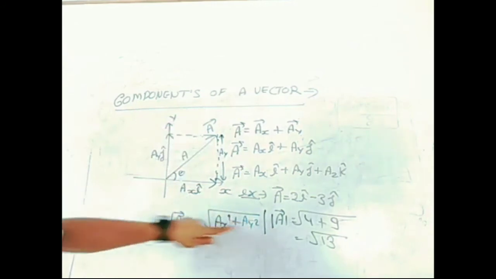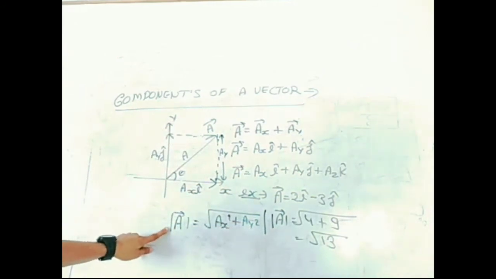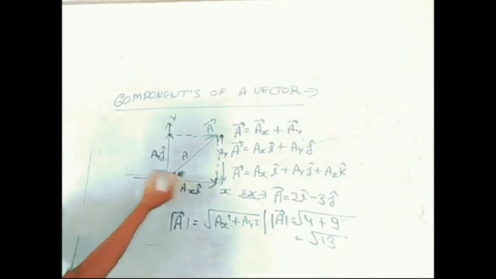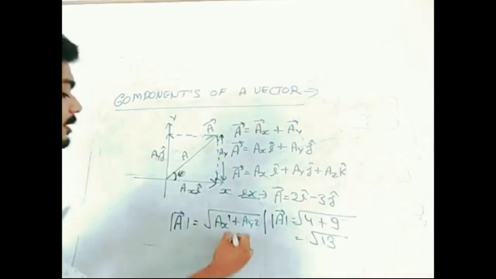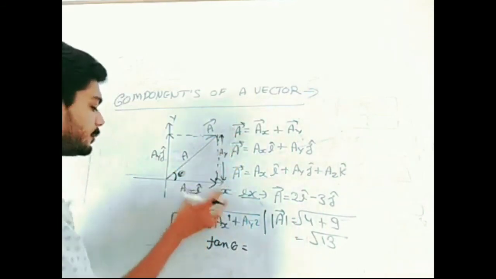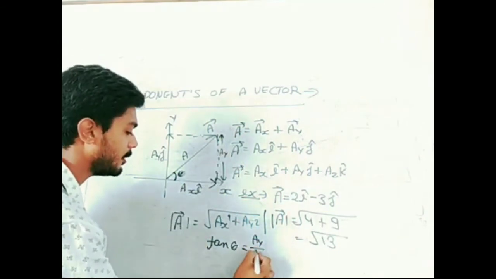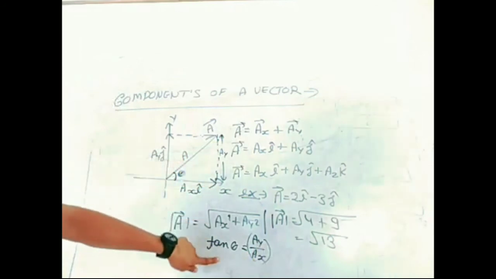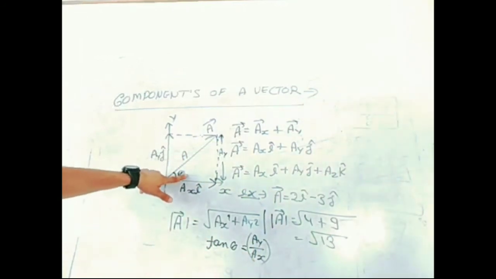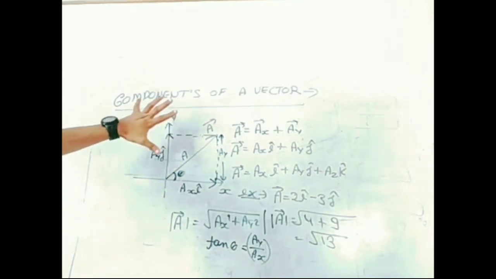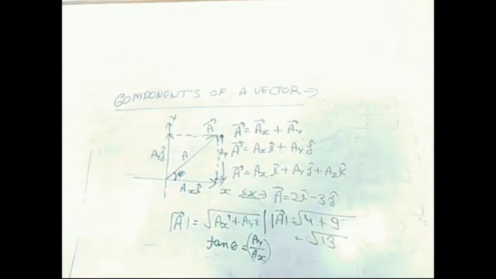Magnitude has been obtained. Now we want to obtain the direction, and direction can be represented by the angle, and this angle is theta. This angle can be obtained using the formula tan theta. Tan theta is equal to perpendicular upon base, ay upon ax. Using tan theta, you can obtain this angle. Students, this is the first method to represent the components of a vector.